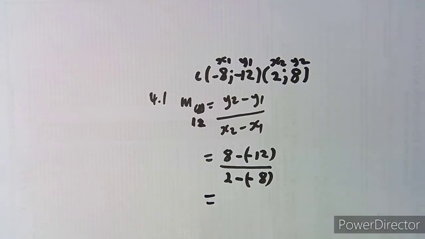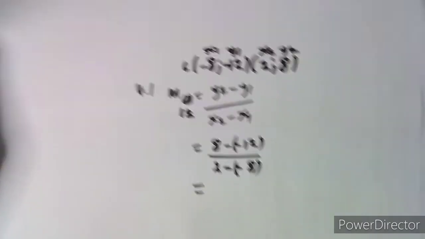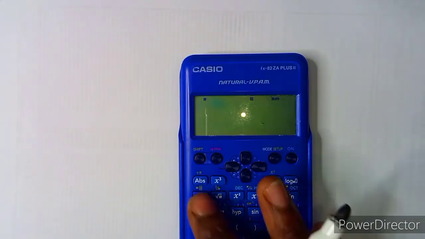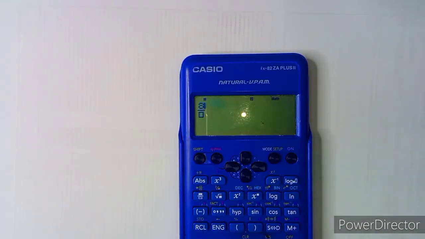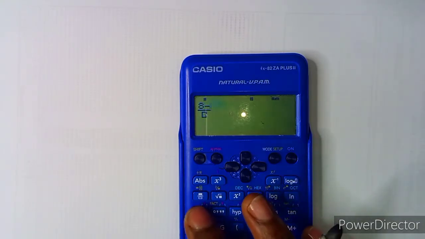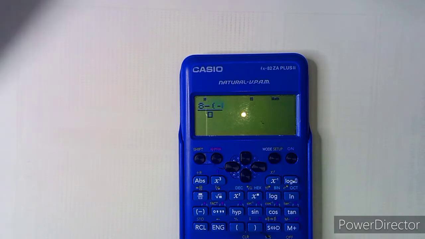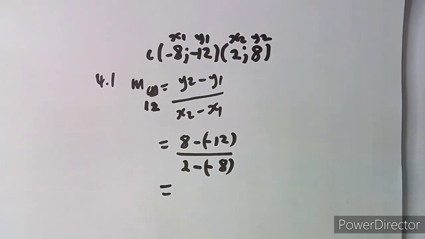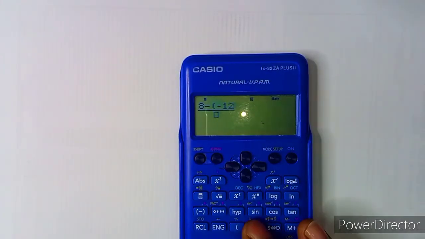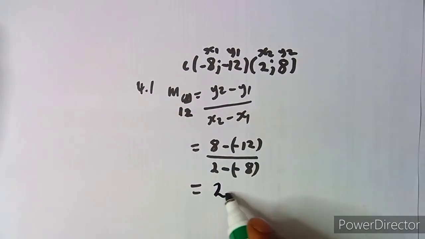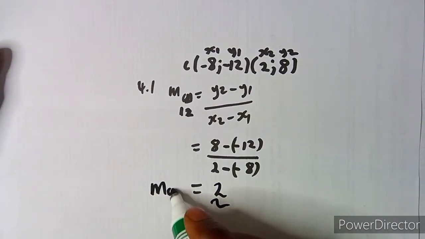At this stage you can use your calculator to simplify this fraction. You put a fraction there: 8 minus 12, with the minus in brackets, over 2 minus minus 8. You can just use a plus, because minus and minus gives us a plus. So the gradient is going to be 2. That is the value that you obtain here, which is 2. So that is the gradient of the line CD.